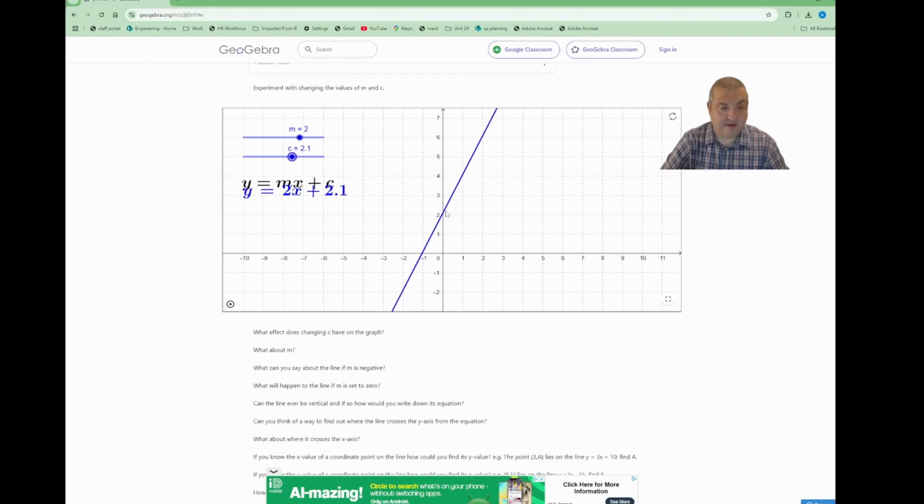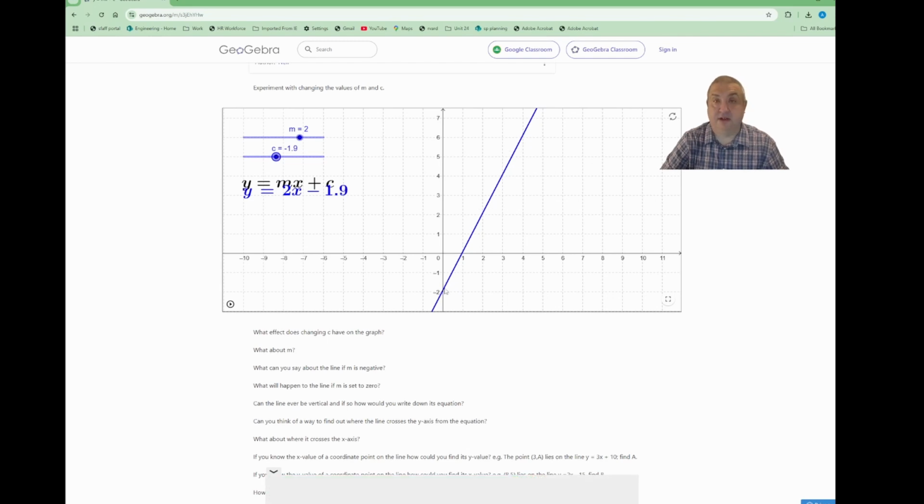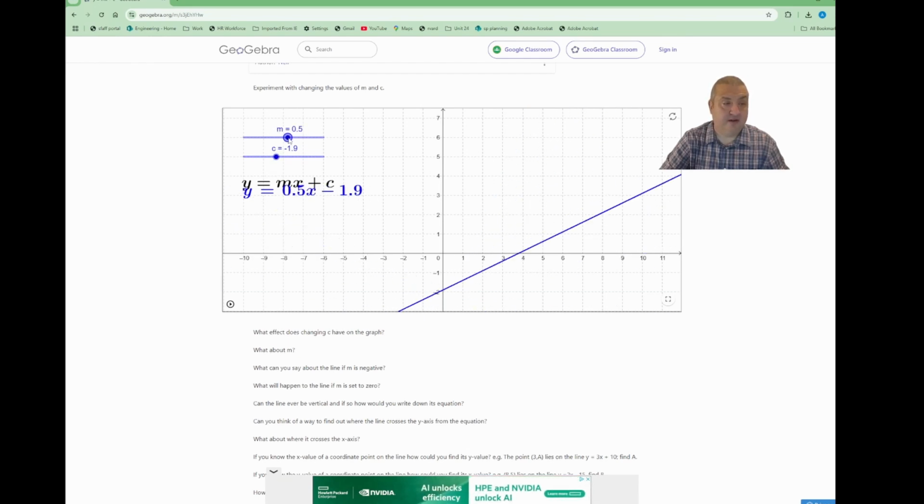2.1, then where it crosses that line is 2.1. If we move it to 5, then it crosses the line here at 5. If we move it to minus 1.9, there, look, it crosses the y line at minus 1.9. So this figure here, the m figure, controls the gradient. And this figure c controls where it crosses this y line.